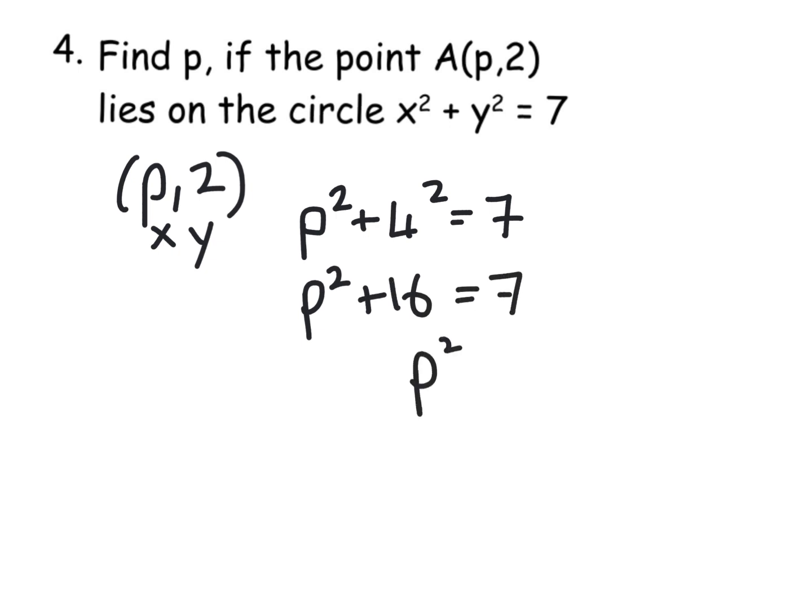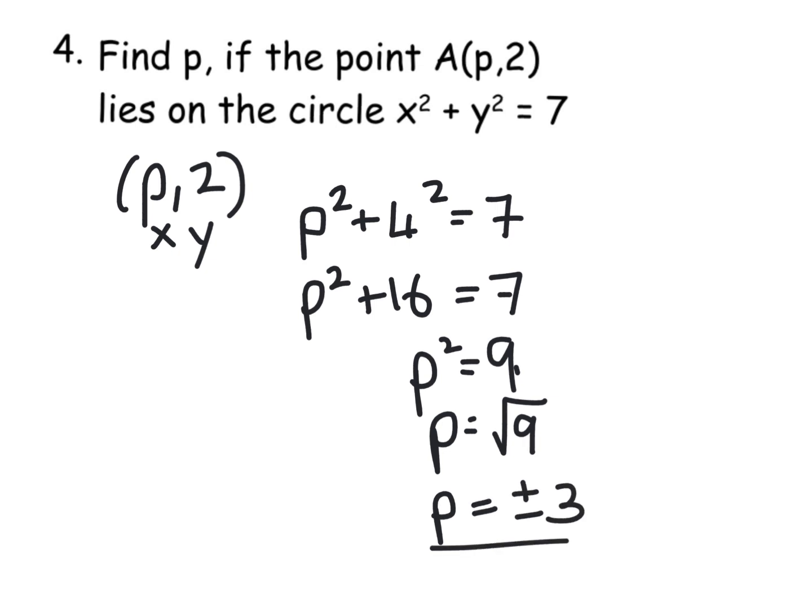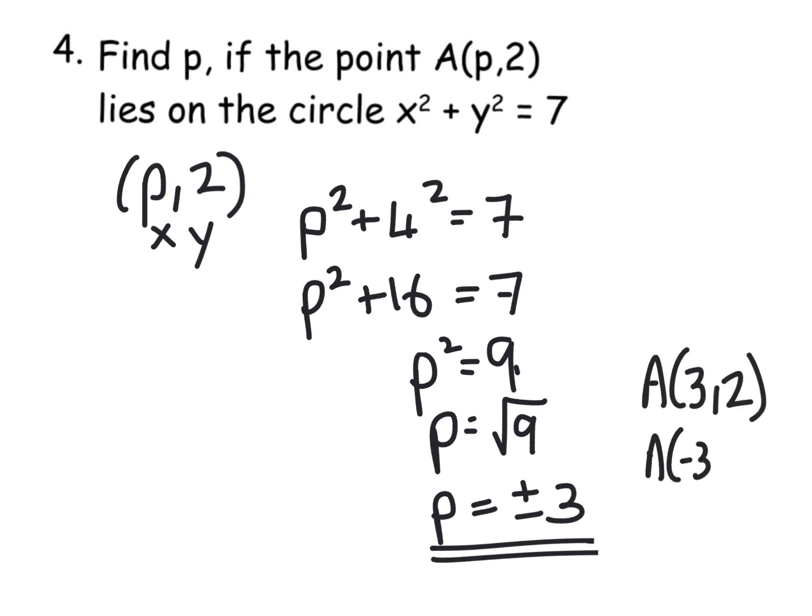Subtract 16 from the other side. So 7 take away 16 is, I've gone completely blank. That's negative 9. So p squared equals 9. So p is the square root of 9. But just remember, there's two values for p. P can be negative 3 or it can be positive 3. So p is plus or minus 3. Alright, so if I wanted the coordinate, A could possibly be 3, 2, or A could be negative 3, 2. It didn't ask for that, just wanted the value of P. So just remember, when you square root, you can have two possible values.